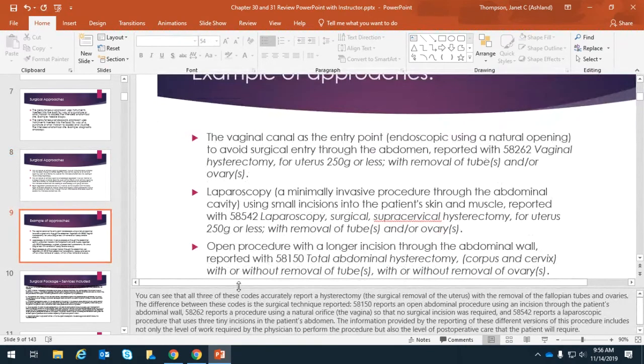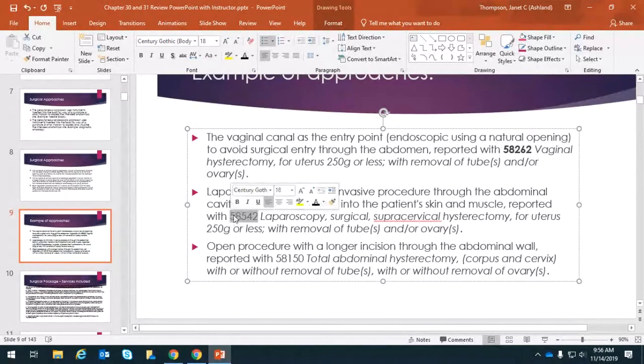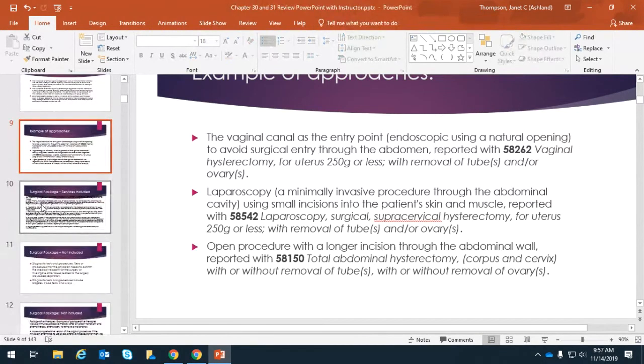So here's another example of approaches. We've got 3 CPT codes on a hysterectomy. This first one, 58262, is a vaginal hysterectomy. That's a natural opening, so they want to avoid doing a surgical opening through the abdomen. That's captured with code 58262. Now it can also be done laparoscopically, like 58542. That is using the scope. Or it could be a full open procedure like 58150, total abdominal hysterectomy. Everything is removed.